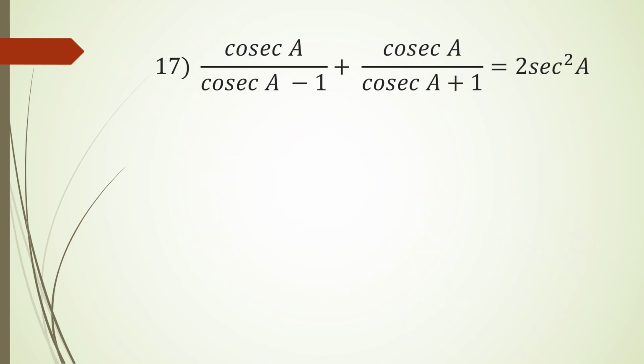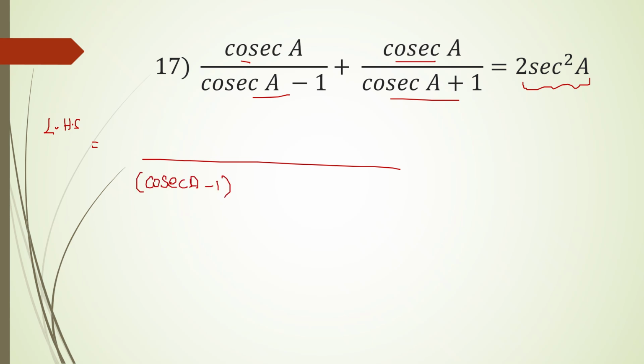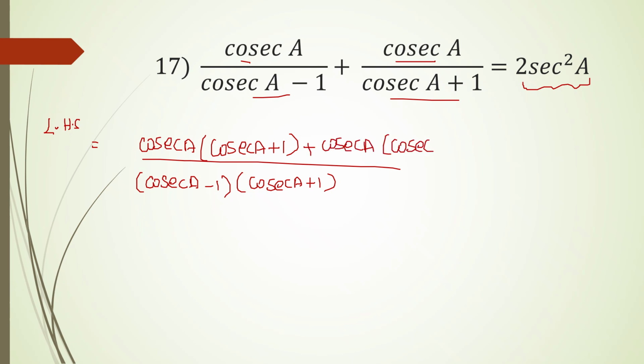And here it is cosecant A by cosecant A minus 1 plus cosecant A by cosecant A plus 1, which is equivalent to secant square A. We have to prove this. We will follow the same approach. We'll take the LHS and take the LCM. Why are we doing this LCM? Because it is in the form of A plus B into A minus B, so we can simplify it. The LCM will be cosecant A minus 1 into cosecant A plus 1. In the numerator, the first term will be cosecant A into cosecant A plus 1, and the second term is cosecant A into cosecant A minus 1.